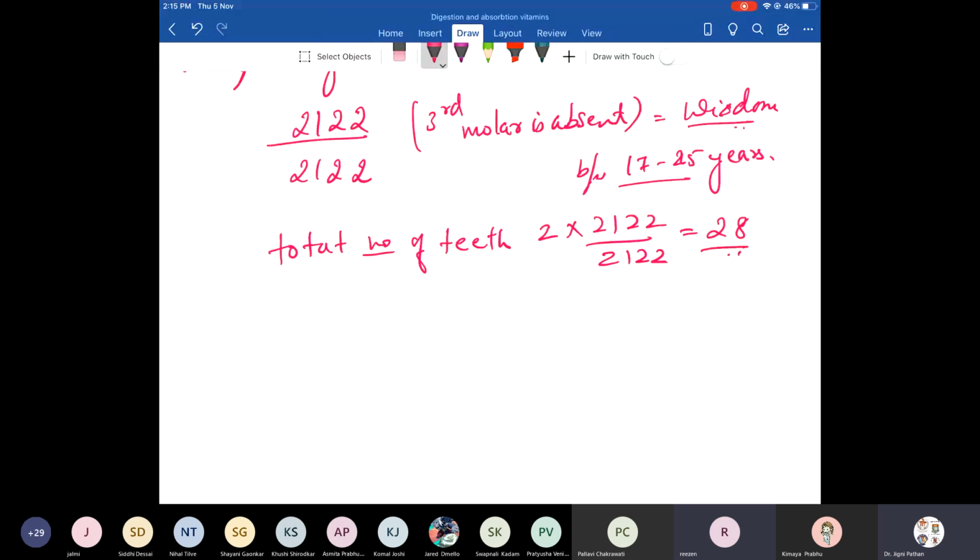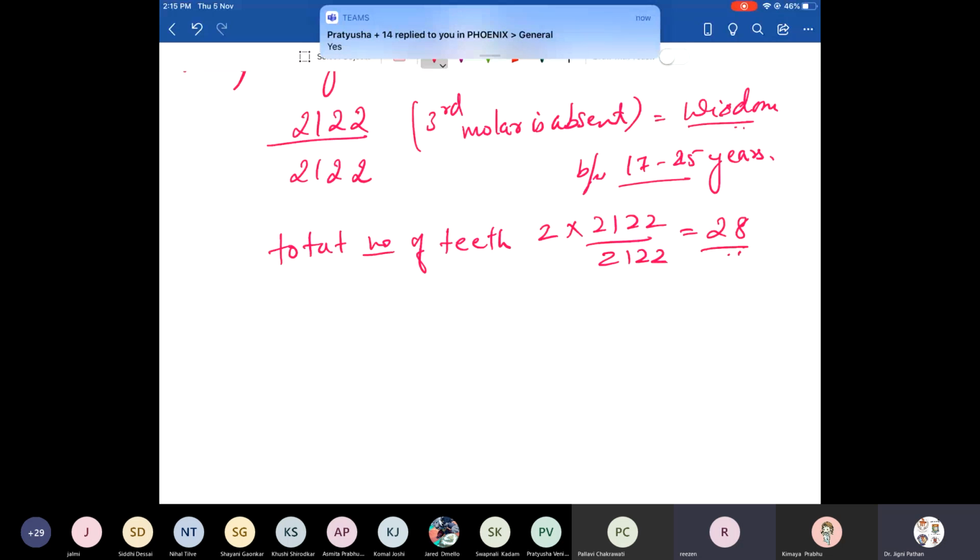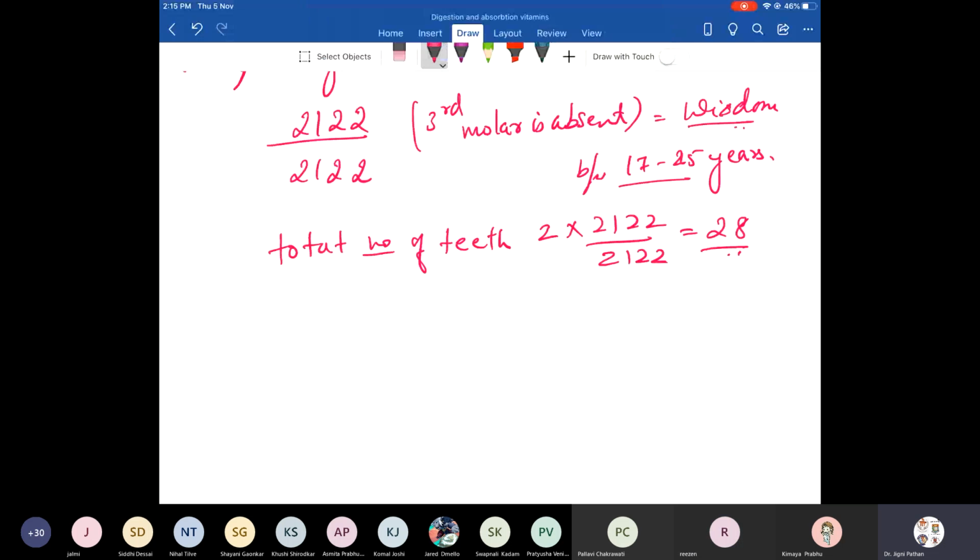Okay, next. Now, on the basis of the position of the teeth, remember, in our case, our teeth are embedded into the socket. So such type of teeth are called what? The teeth embedded into the sockets. They are called what? Come on, tell me.